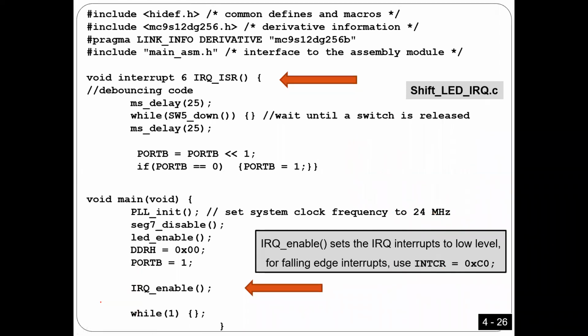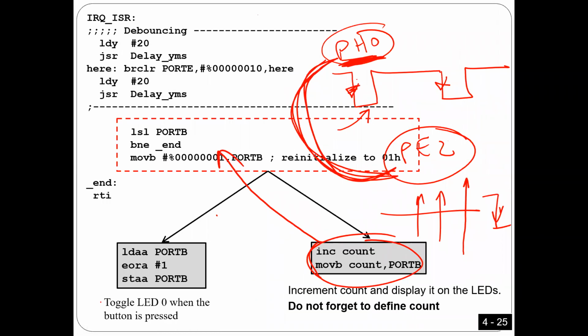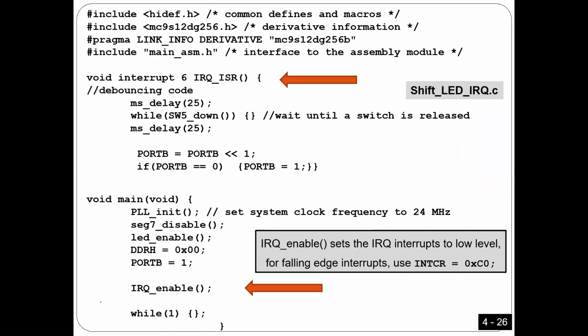Okay, guys. Now I'm going to explain the same thing I did right now, but in C language. I'm going to teach how you can program IRQ in C language, which is very easy. You'll see right now. Number one, you have to use IRQ_enable. This one enables IRQ for low level. If you want to program it for falling edge, you can use this one directly: interrupt control equals C0, or this one is programmed for 40.